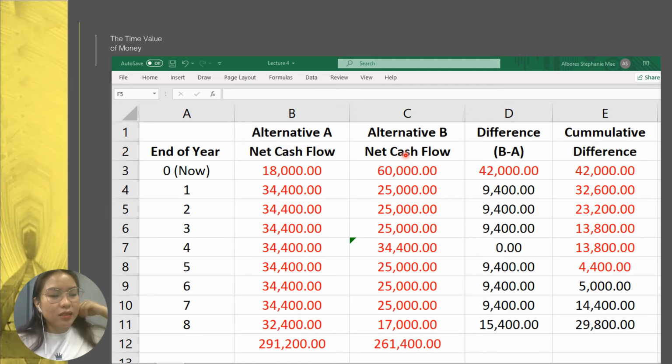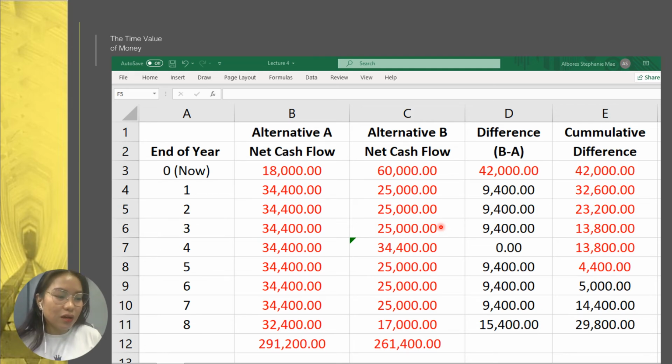Sixth, it takes 6 years for the extra $42,000 investment in alternative B to generate sufficient cumulative savings in annual expenses to justify the higher investment. But here we ignore the time value of money. So which alternative is better?